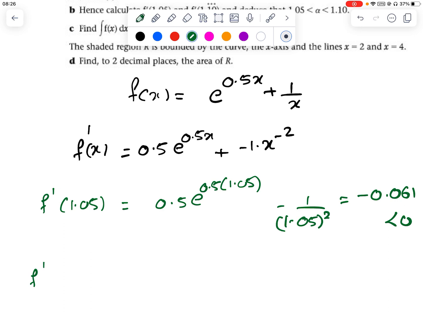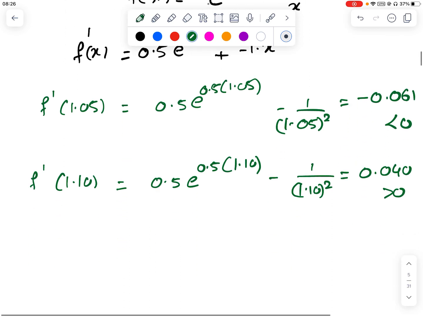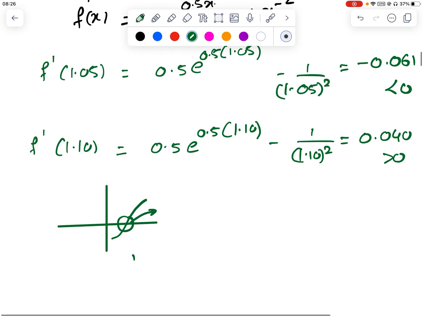Then I find f prime of 1.10. So 0.5 e to the power 0.5 times 1.10 minus 1 upon 1.10 whole squared. I get 0.040, which is positive. So the derivative changes from negative to positive, meaning the graph is going from negative to positive. So we can say it has a root between that negative value and positive value. So remember that there is a change of sign.